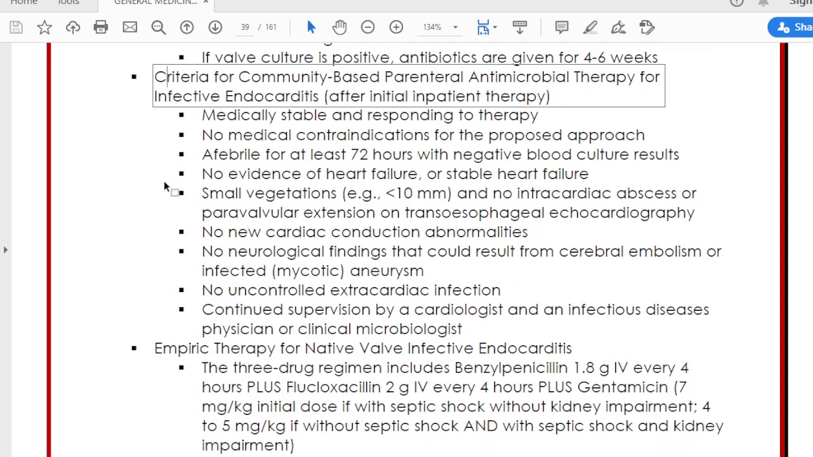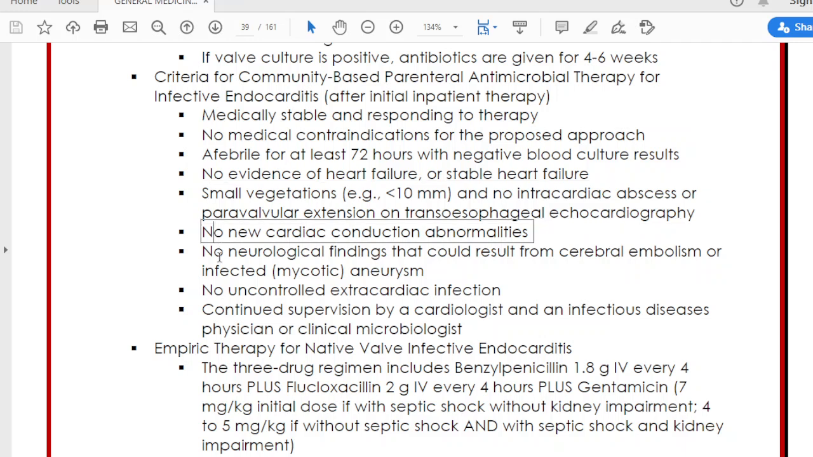Criteria for community-based parenteral antimicrobial therapy for infective endocarditis, after initial inpatient therapy: medically stable and responding to therapy; no medical contraindications for the proposed approach; afebrile for at least 72 hours with negative blood culture results; no evidence of heart failure, or stable heart failure; small vegetations, for example <10 mm, and no intracardiac abscess or paravalvular extension on transoesophageal echocardiography.